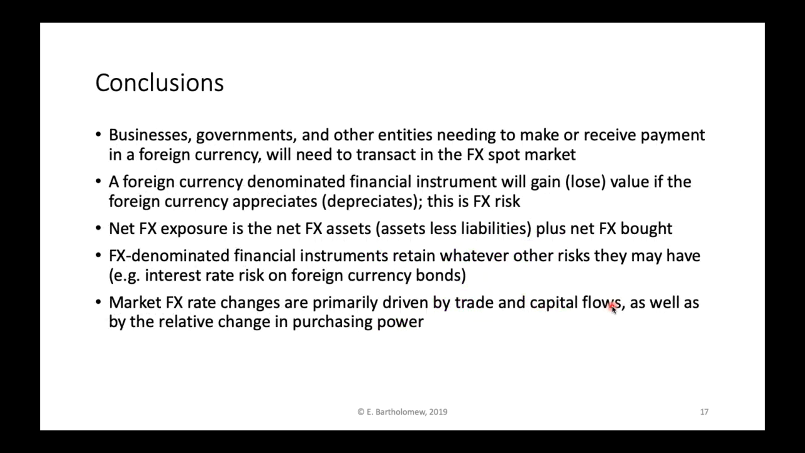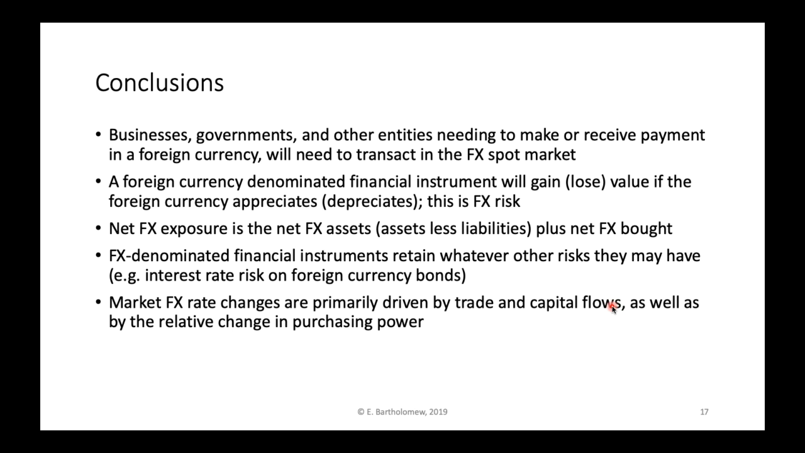So that's it. Let's wrap up with some conclusions. Businesses, governments, other entities needing to make or receive payments in foreign currency will need to transact in the FX spot market. We saw that with our example at the beginning of the tutorial. A foreign currency denominated financial instrument will gain or lose value if the foreign currency that it's denominated in appreciates or depreciates. And this effect is what's known as FX risk. Net FX exposure is a measure of that risk, and it's measured as the net FX assets less liabilities, plus the net FX bought. So these are currency bought, net of currency sold.